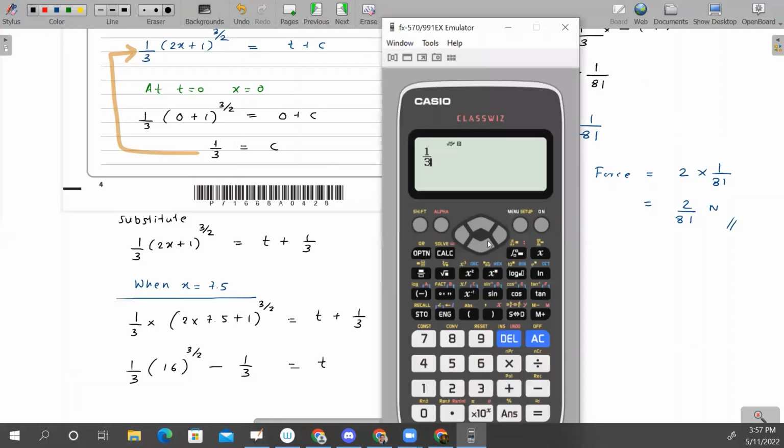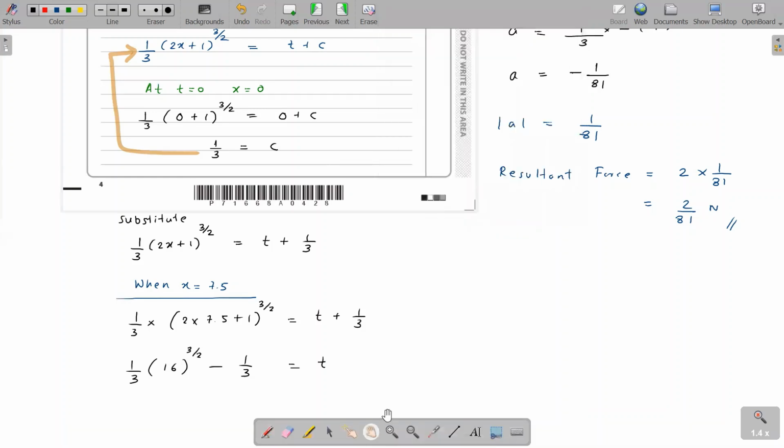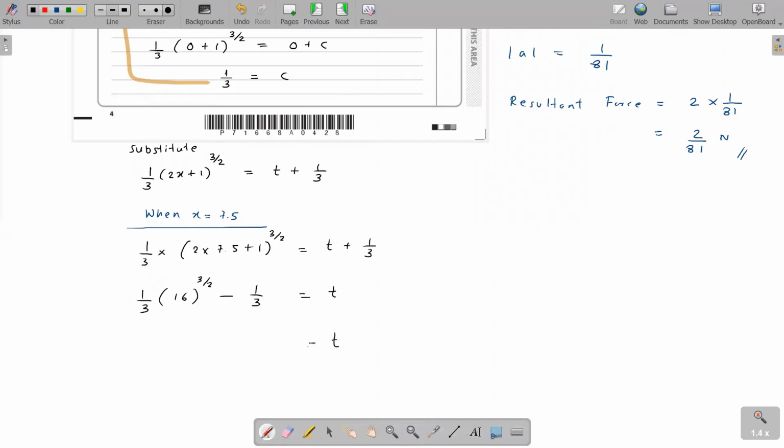So 1 over 3 into 16 to the power 3 over 2 minus 1 over 3. The answer is 21. T is equal to 21. Can you see? T equals 21 seconds. Okay, are you guys okay with this?